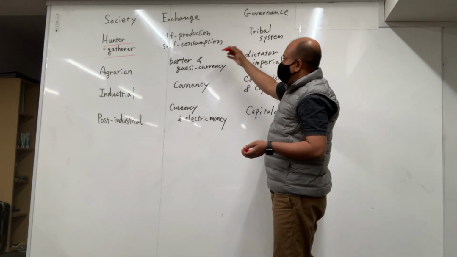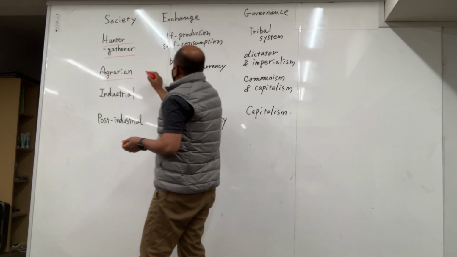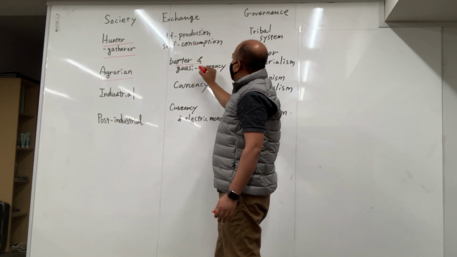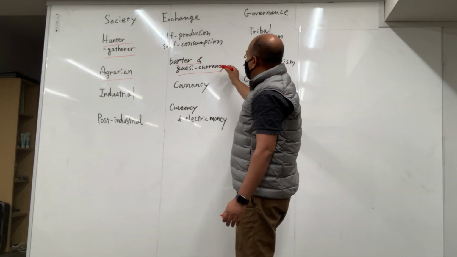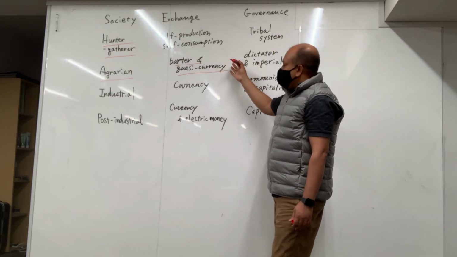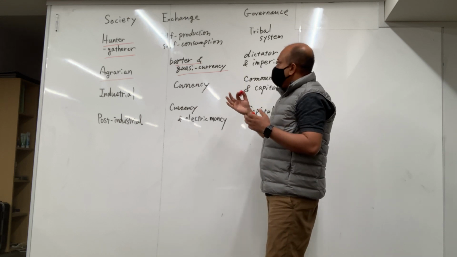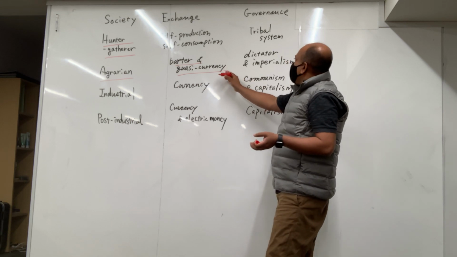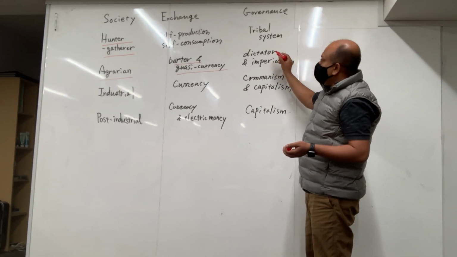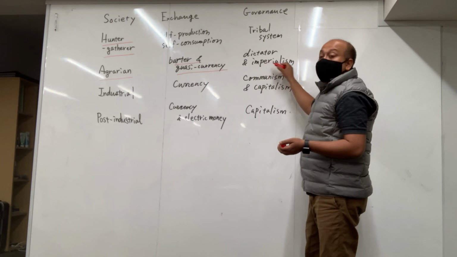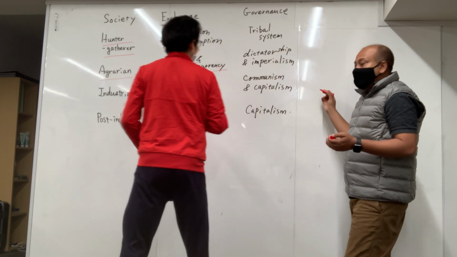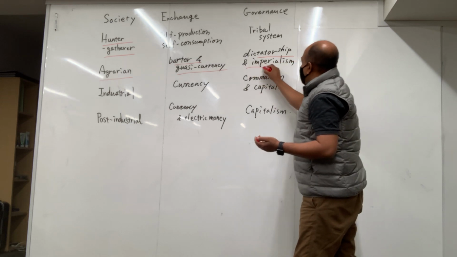Then, after the hunter-gatherers, the next society is the agrarian. In the last class, we explained that the exchange system for the agrarian society was barter, and they also invented some kind of quasi currency. It was not the money that we use these days. It was a kind of transaction among them using the goods themselves. As for governance, the agrarian society was mostly dictatorship and imperialism. I told you about the Mughal imperialism and explained the characteristics of the Mughal empire.